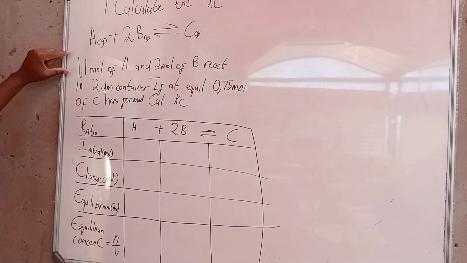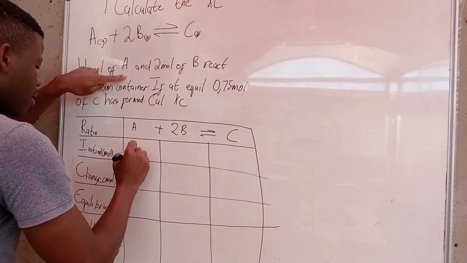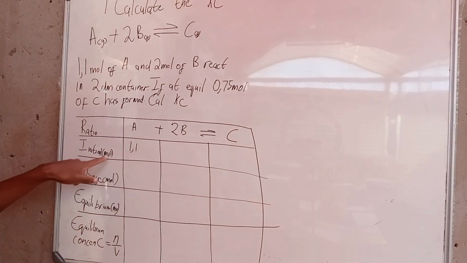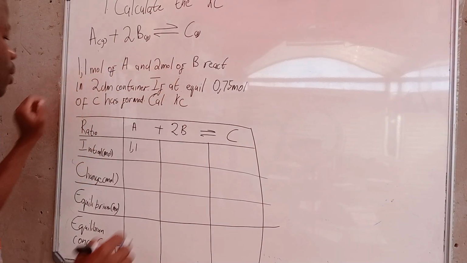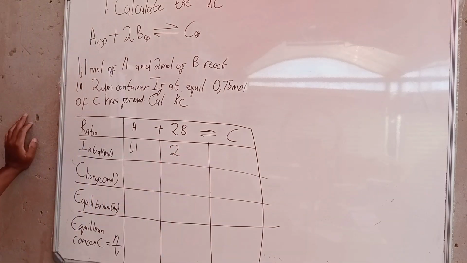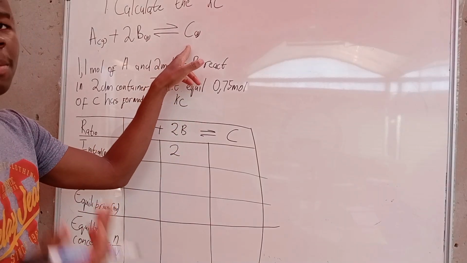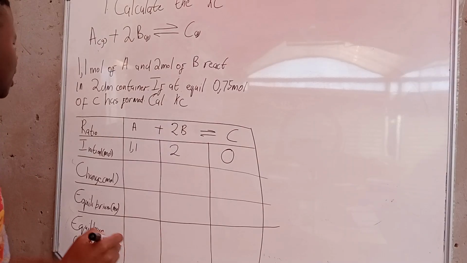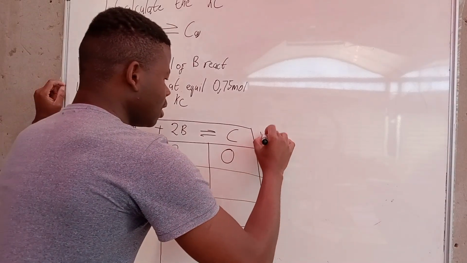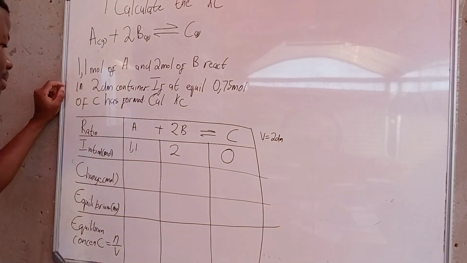Initially we're given 1,1 of A, so I'm going to write 1,1 here. The initial is in moles, so you just write the value only. And then for B, you write the value only. If you are not given anything about the product, C in this case, you're going to write 0. And then they also gave us the volume, which is 2 decimeters.